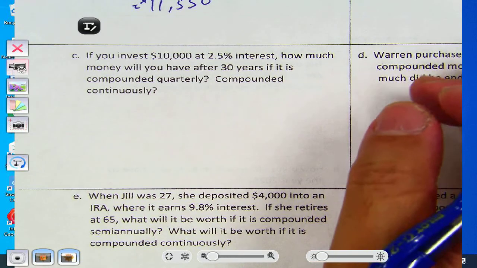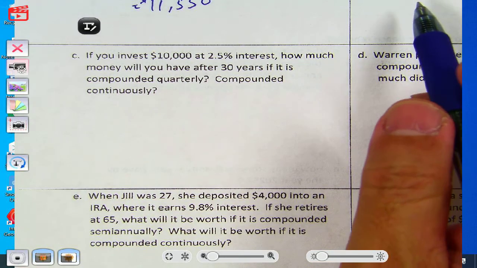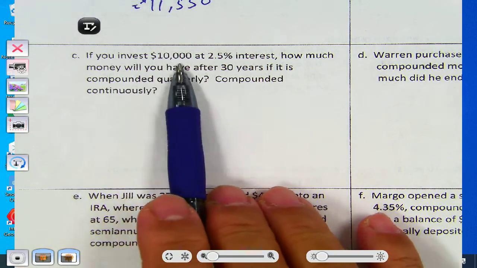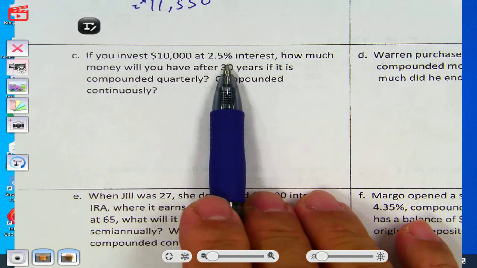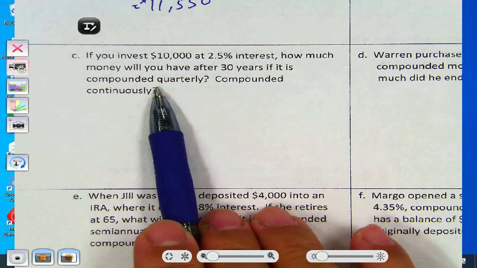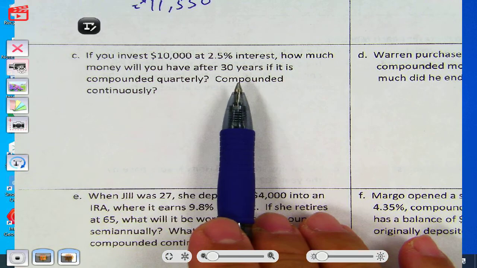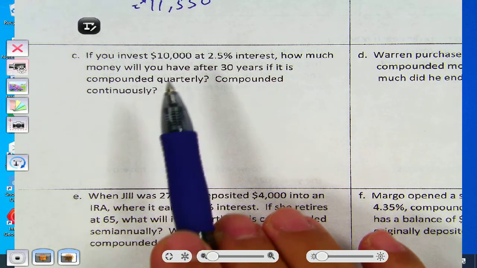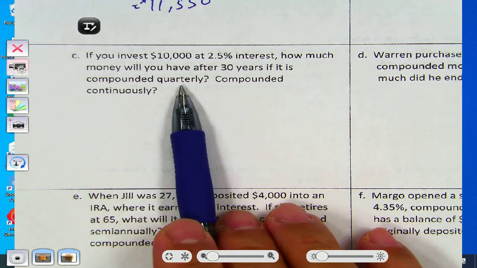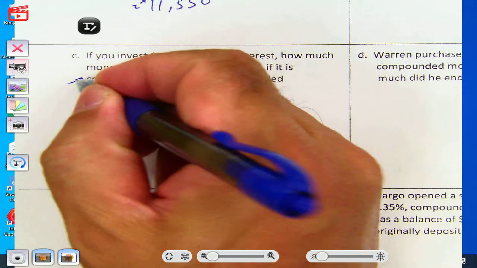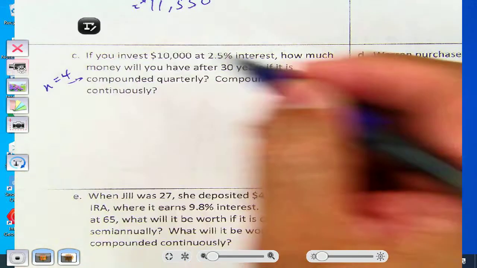All right. Now this one, pay attention to this one. There's two questions here. I'm investing $10,000 at 2.5% for 30 years. There's one compounded quarterly and one compounded continuously. So compounded quarterly, that means how many times per year? 4. So that means n equals 4.